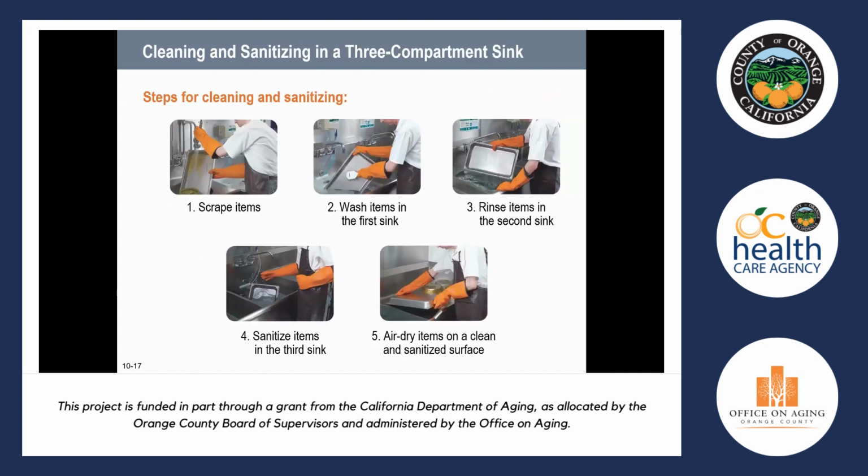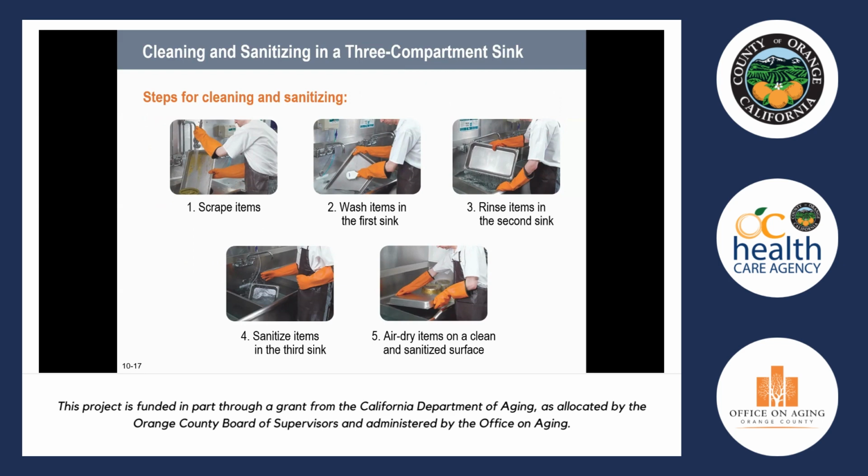Steps for cleaning and sanitizing. Step 1, scrape items before washing them. If necessary, items can be rinsed or soaked. Step 2, wash items in the first sink. Use a brush, cloth towel, or nylon scrub pad to loosen dirt. Change the water and detergent when the suds are gone or the water is dirty.